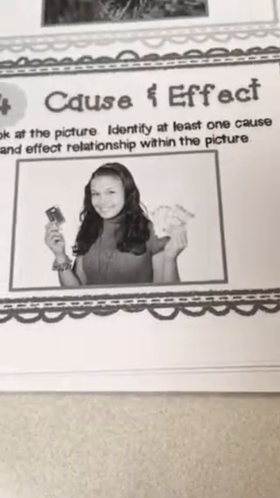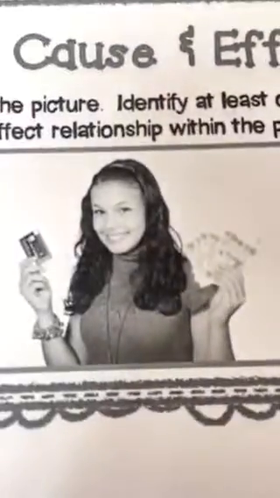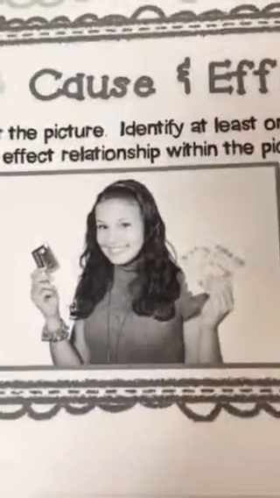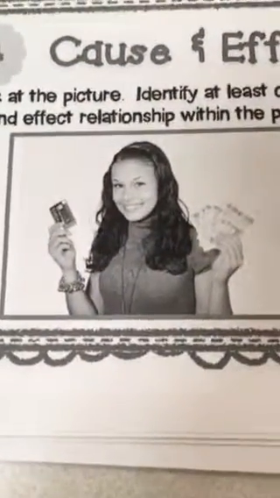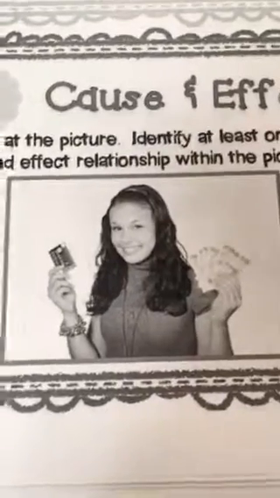Let's look at this one. So again, we're going to identify at least one cause and effect relationship within the picture. And again, cause is why it happens, effect is what happens. So it looks like maybe she has a credit card in her hand and some cash. So what happened? Why did it happen? Think about it in your head. You should be able to identify this.